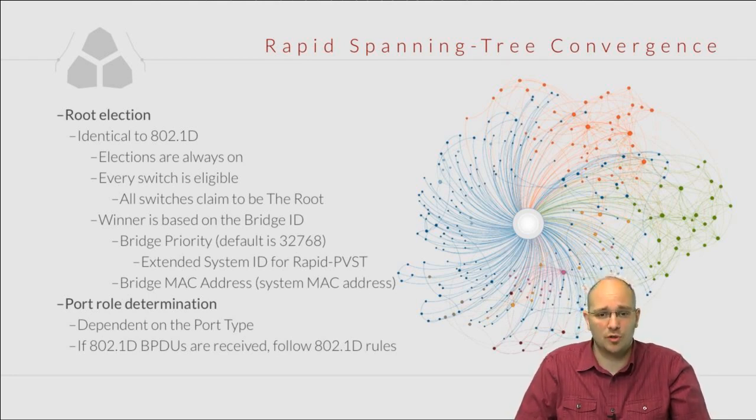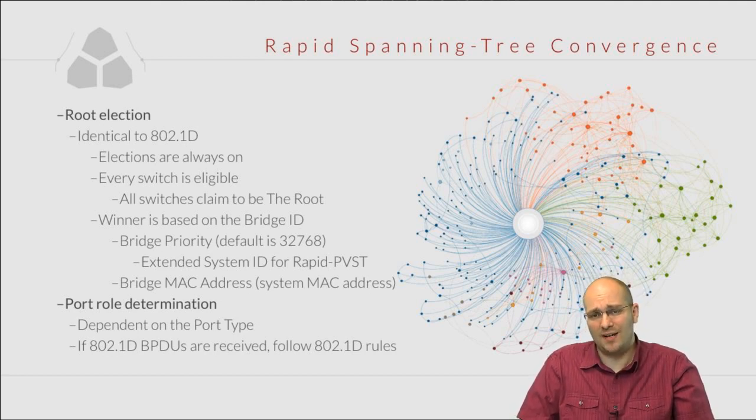The bridge priority, of course, is the number. The lowest number wins. The default value in Cisco switches, in Catalyst switches, is 32,768. But here, when we are running the spanning tree or the rapid spanning tree in per VLAN setting, we have to remember that we have the extended system ID, which is going to be the VLAN number. So, for example, for VLAN 1, the default bridge priority will be 32,769 because we are going to add 1 to the priority, which is our VLAN number. Similarly, if we had VLAN 10, we would have to add 10 to our priority.